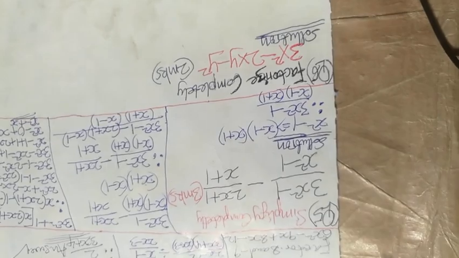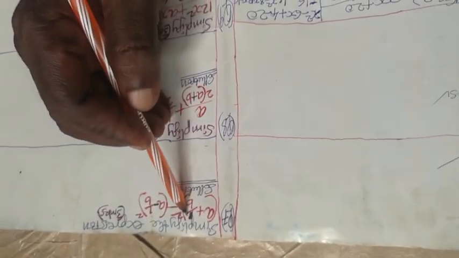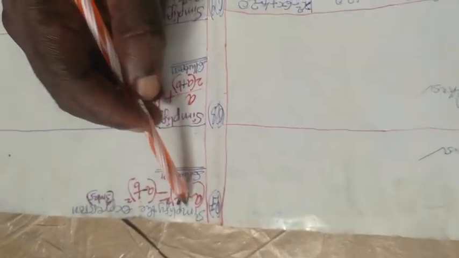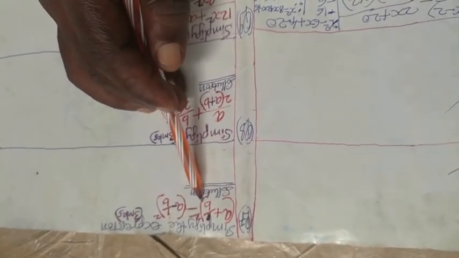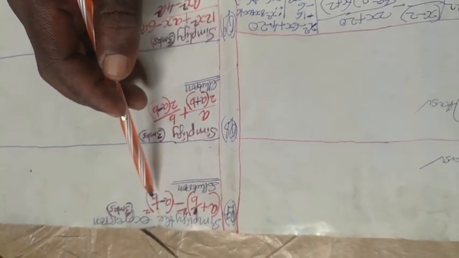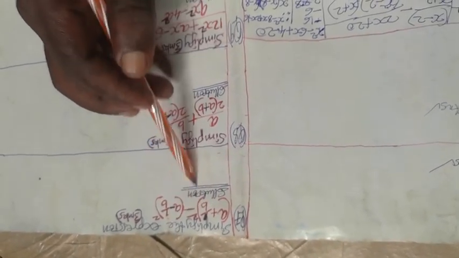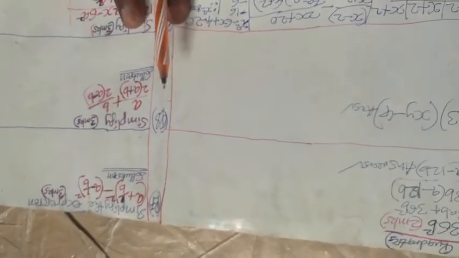Now, my viewers, please try question number 6. We are going to question number 7. Question number 7 says: simplify the expression a plus 1 over b, squared, minus a minus 1 over b, squared. That is, a plus 1 over b squared, in brackets, minus brackets a minus 1 over b squared. Now here we say solution.